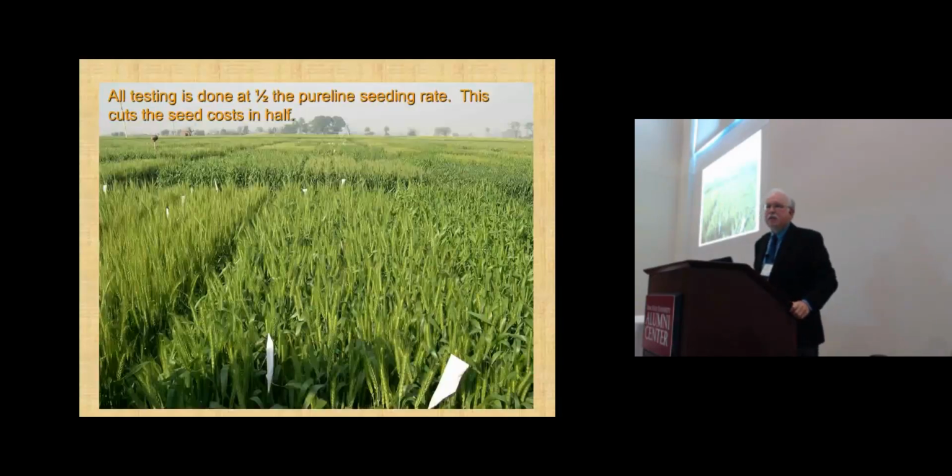When you're going to test hybrid wheat, you test at a low seeding rate because the cost of goods is what kills you. Seeding rates for wheat are very high normally, so you have to reduce the cost.